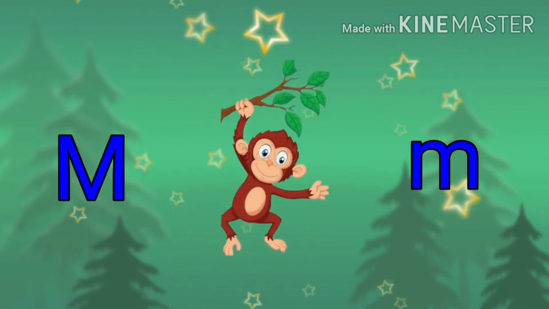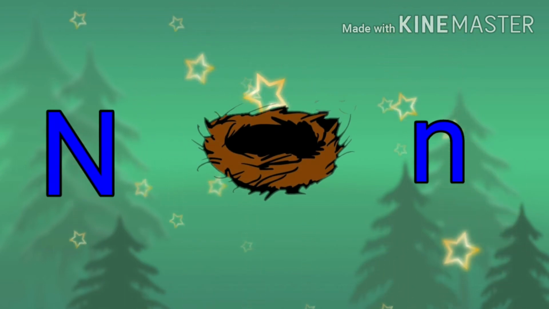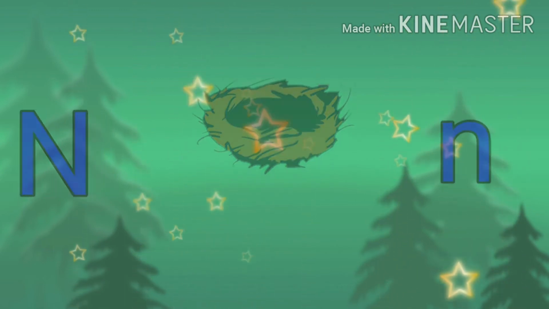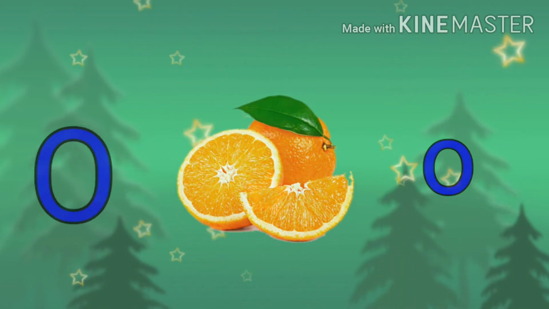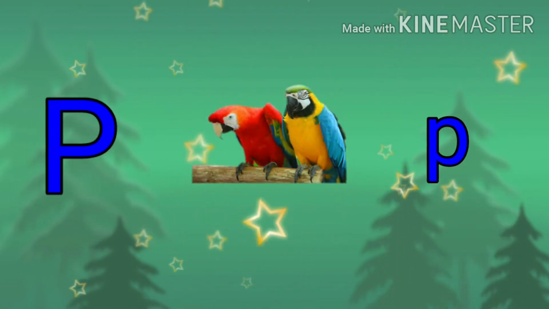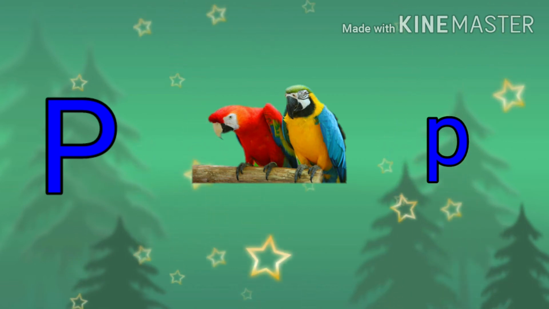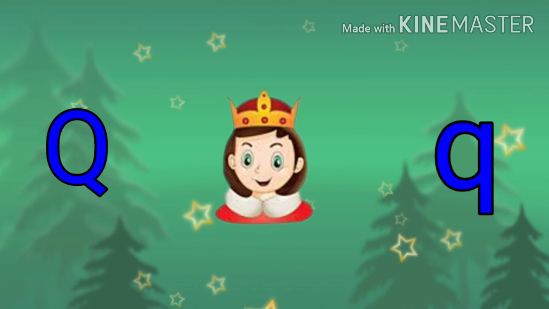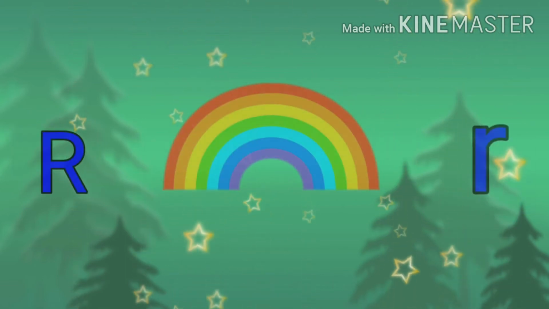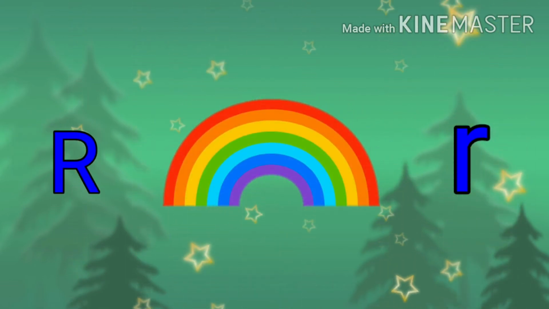M for monkey. N for nest. O for orange. P for parrot. Q for queen. R for rainbow.